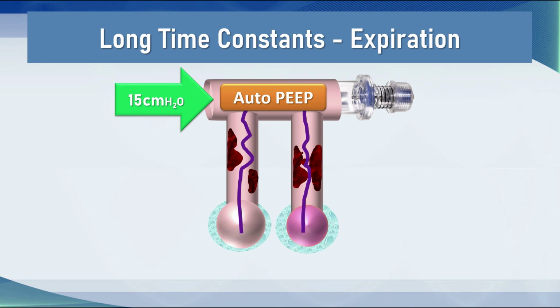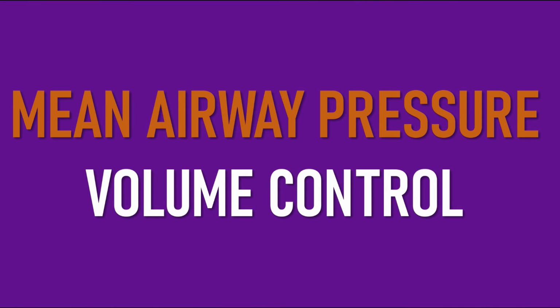Auto-PEEP is a problem because where tidal volume is fixed in volume control, the peak plateau pressure level will rise. In pressure control, the tidal volume will be lower than expected.